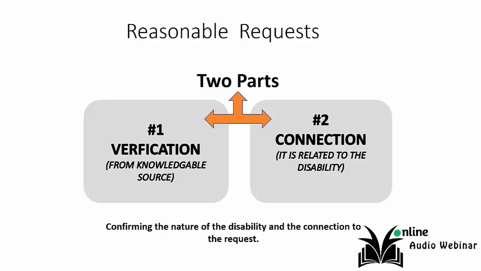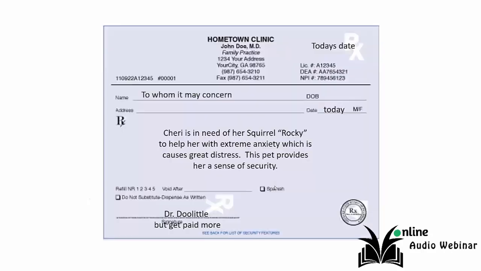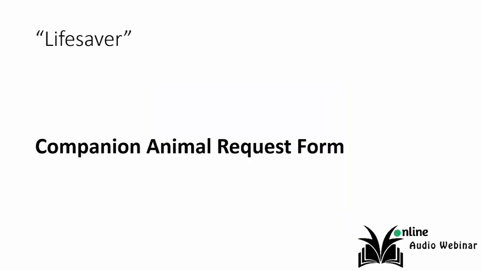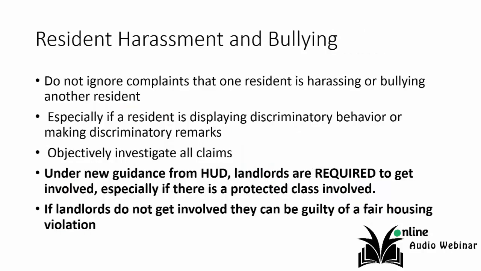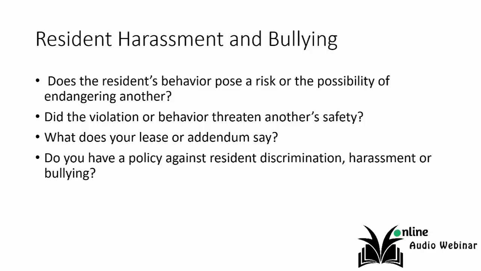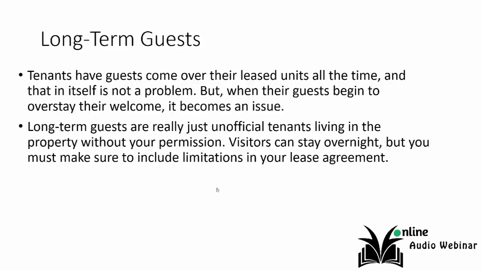Now, there are two reasonable requests. One is verification from a knowledgeable source, and two, it has to have a connection, or a nexus, to this property. We've developed what is called a companion animal request form. Resident harassment and bullying, we need to talk about that. Don't ignore complaints. If you're worried about their behavior or if they're posing any risks, make sure you have a harassment policy.